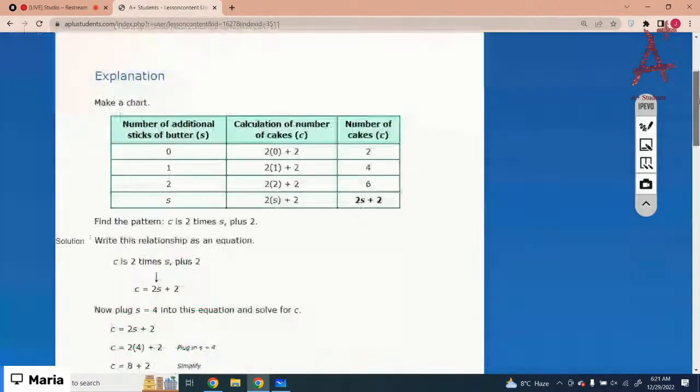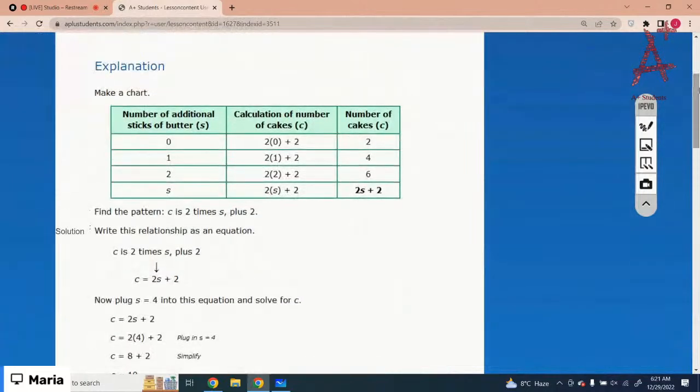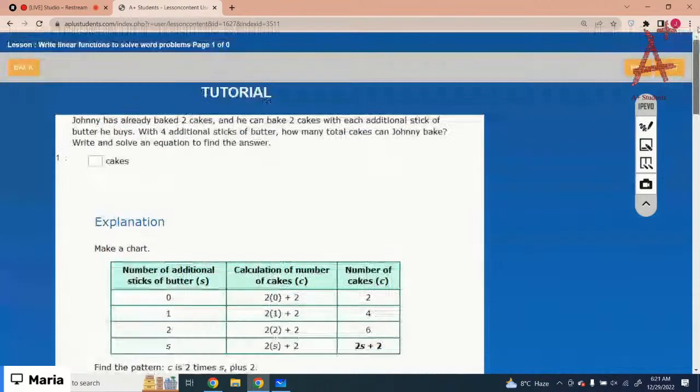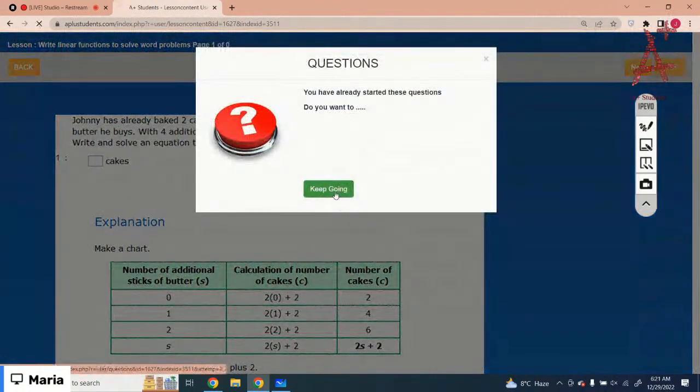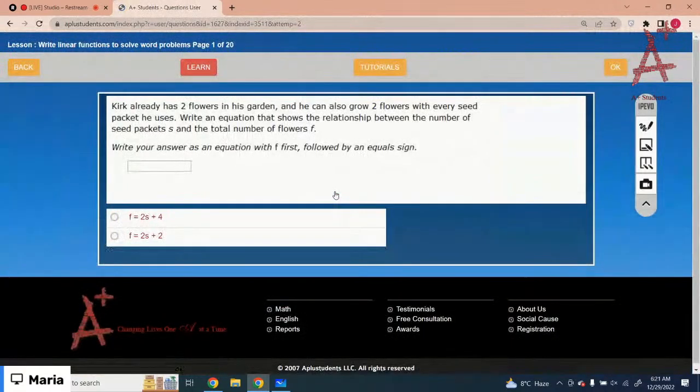Okay, now we are given the word problems. We have to write down the equation and then we have to solve. Got it? Let's just start with the test. Okay, let me just read the question. Just listen to me carefully.